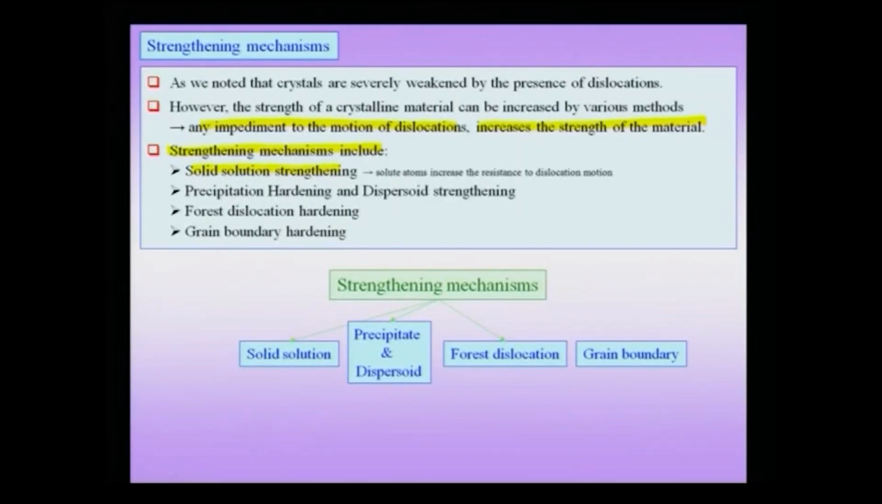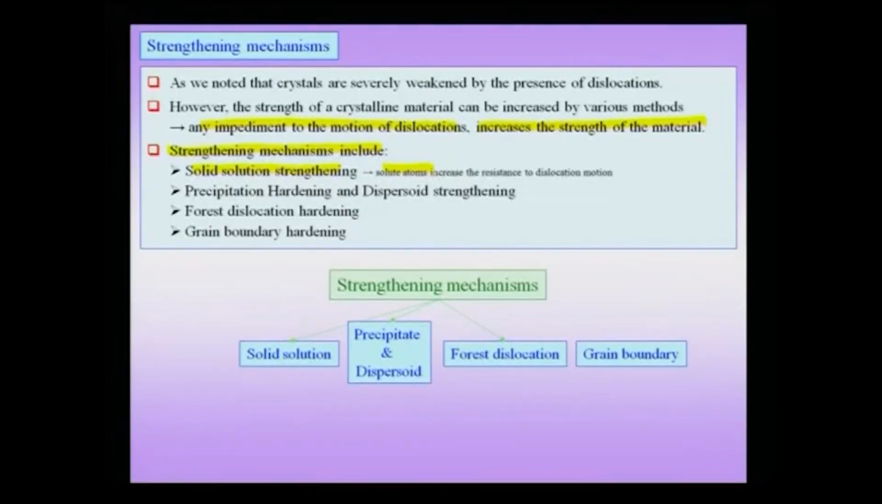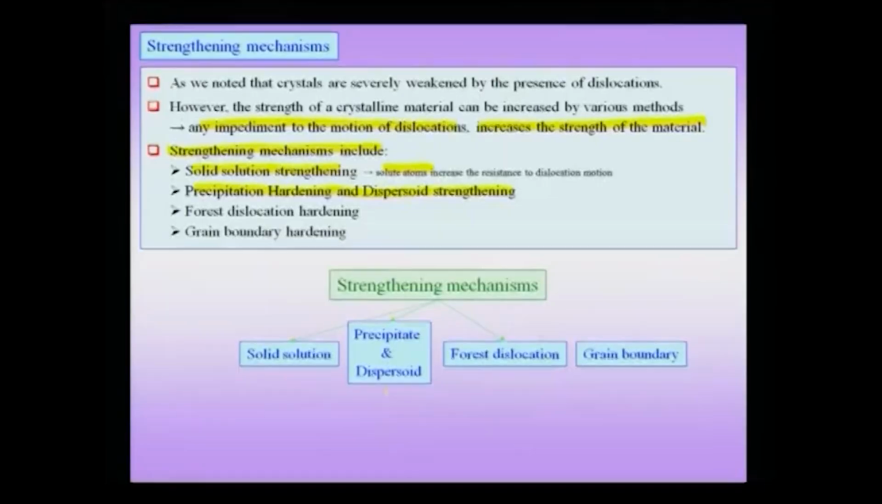Solid solution strengthening: I put in solute atoms, which can be substitutional or interstitial, and this will increase the inherent resistance to the motion of dislocations, leading to an increase in the strength of the material. The more I increase the volume fraction, until of course the solubility limit is exceeded, the more I increase the strength of the material. Further, we have already seen that precipitation hardening and dispersoid strengthening can increase the strength of the crystal, and we had noted that dispersoid strengthening can also be used at high temperatures to increase the strength of the material.